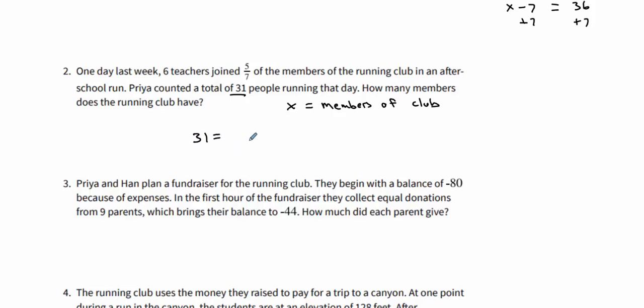So 31 is going to be equal to, well, let's see. She counted a total of 31 people, and there were 6 teachers. 6 teachers joined 5/7 of the members. So 5/7 of the members, right? We're looking, of means to multiply. 5/7 of the members, plus we have 6 teachers, for a total of 31 people. So to solve this, we need to subtract 6.